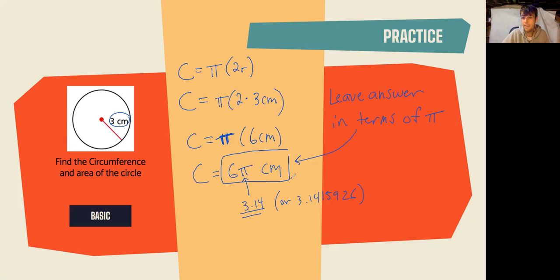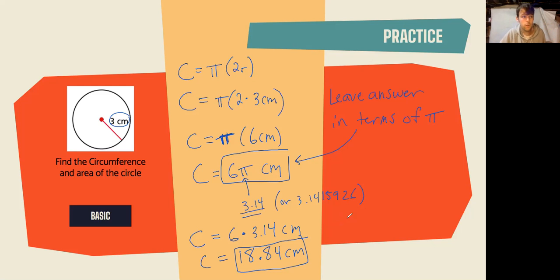So if we're doing that, then we actually want to multiply this out. We want to say our circumference is 6 times 3.14 centimeters. And people are telling me that that's around 18.84 centimeters. So there are reasons to do both of these answers, to either leave it in terms of pi or to actually multiply it out.